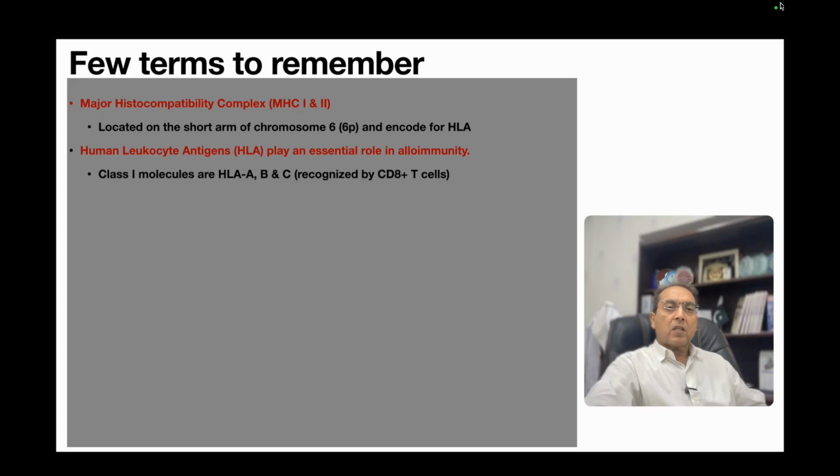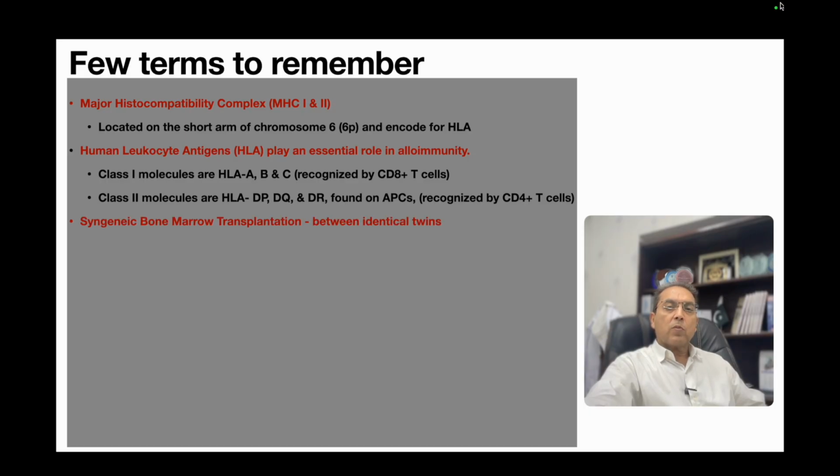Now, these are again class 1 molecules and class 2 molecules. The class 1 molecules are HLA-A, B, and C. They are recognized by the CD8 positive T lymphocytes. Then you've got class 2 molecules, which are called HLA-DP, DQ, and DR. They are found on antigen presenting cells, and they are recognized by CD4 positive cells.